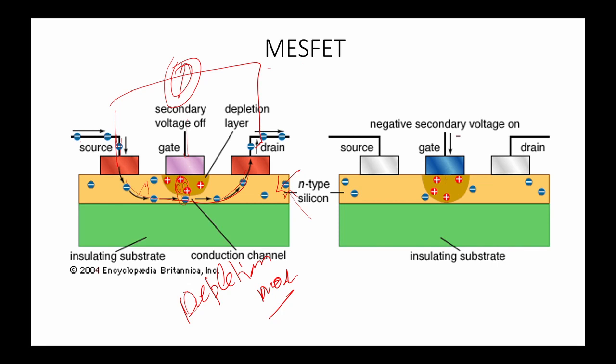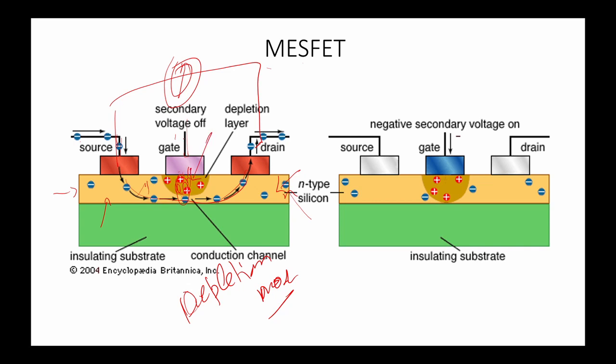This layer, this N type material, is very thin. This can be N type or this can be P type. Now if we apply the voltage at this junction, this is a Schottky barrier.